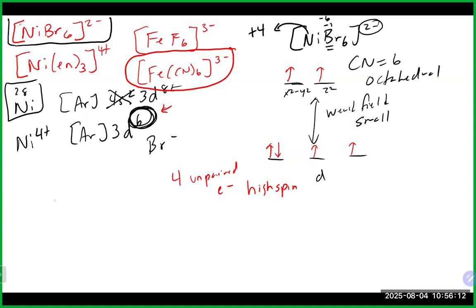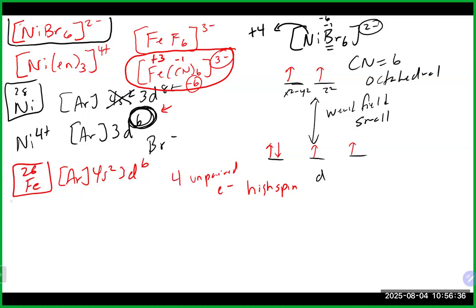Okay, so let's take a look. Here we've got cyanide, which is -1. There's 6 of them, which gives us a -6, overall -3. So our iron here is +3. Iron is 26, so iron with no charge is argon, 4s2, 3d6, I think.